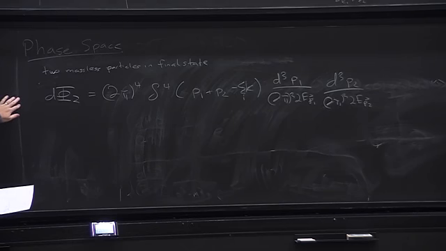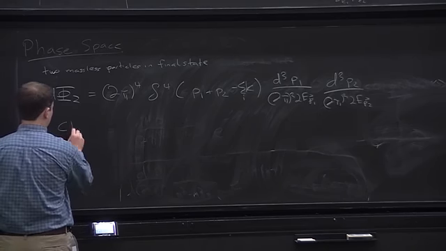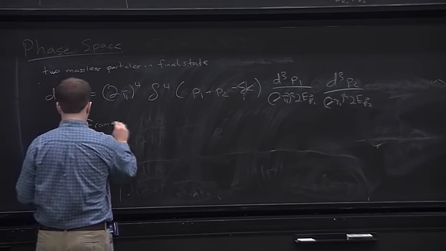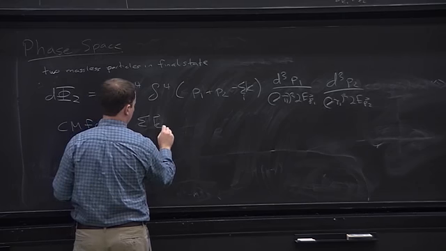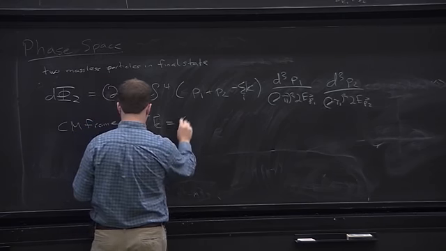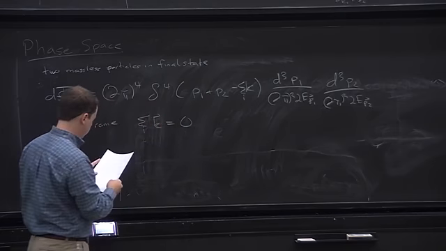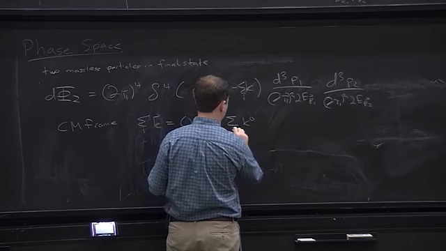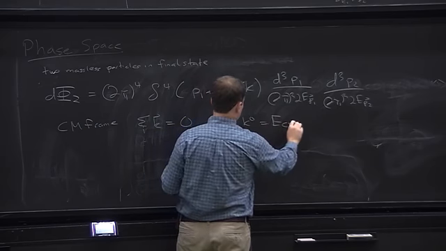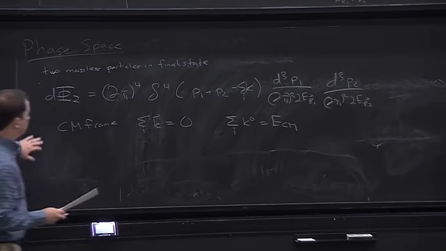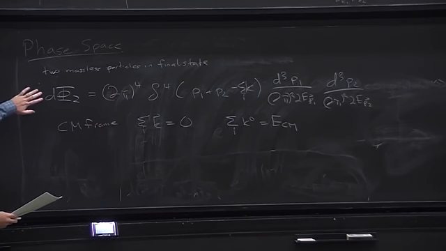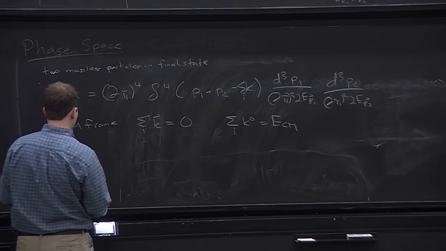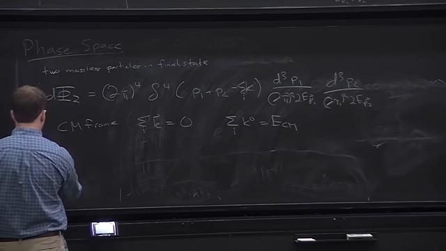It's easier in every case I know of to evaluate cross-sections and decay rates in the center of mass frame. So we go to the center of mass frame. Then the total initial 3-momentum is 0. And we can say that the total initial energy is E_CM. In this frame, we can simplify this phase space, and we can do that by doing some of the delta functions.